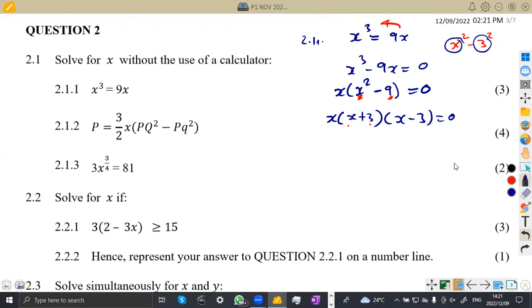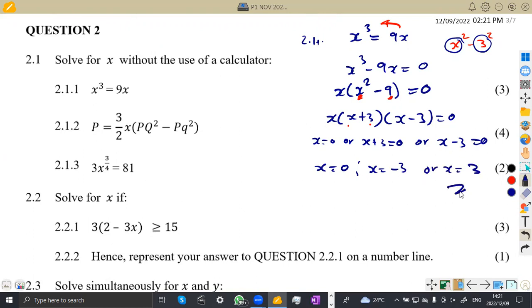So from this information, it simply means each of these brackets is equal to 0. So x is equal to 0, or x plus 3 is equal to 0, or x minus 3 is equal to 0. So definitely we are going to have the value of x as 0 here, or another value of x. 3 to the other side is going to be negative 3, or x is going to be minus 3 to the other side, which is going to be positive 3. All right, so that was the equation.